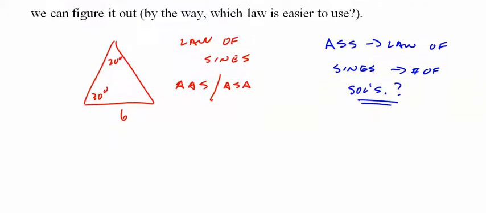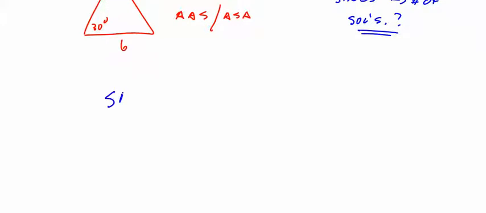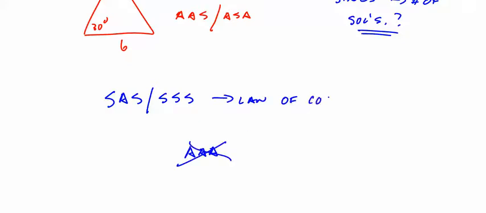So what's that leave? Well, we just showed you side, angle, side, and side, side, side. Law of cosines. I usually get somebody who says, what about angle, angle, angle? Can't do that. Need at least one side. So that should be it. Side, angle, angle; angle, angle, side; ASS we got. There you go. That's it.